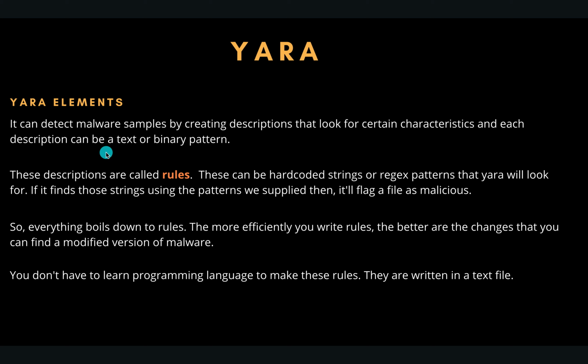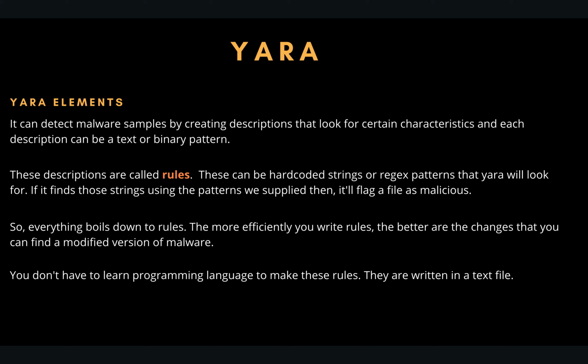Yara can detect malware samples by creating descriptions that look for certain characteristics, and each description can be a text or a binary pattern. These descriptions are called rules. In Yara, all you have to do is write some rules, and those rules will be taken by the Yara tool and applied on the binary or the executable. Now, if those rules match, then Yara will say, okay, this is a match, and you can be sure that this is a malicious file.